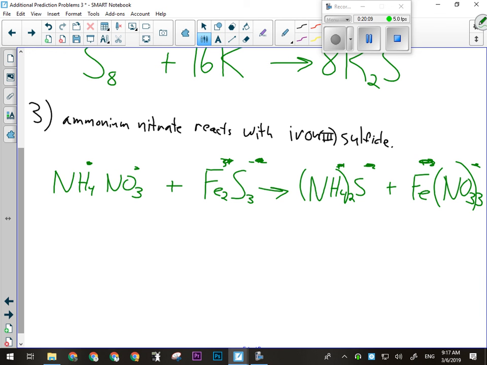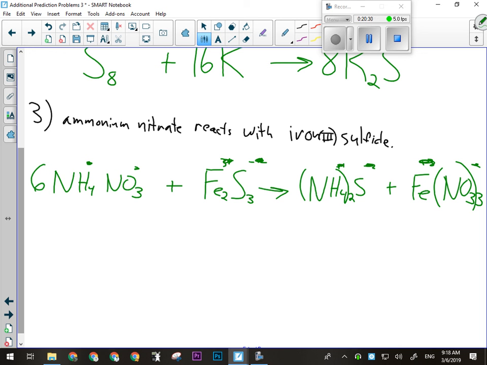Okay, so on this side, I have 1 ammonium and 1 nitrate, right? They work out that way. But over here, I have 2 ammoniums and 3 nitrates, right? So I've got to find a number that's going to balance them both that I can put in front of this compound. What is it? 6, yeah. Okay, so I'm going to put a 6 here.